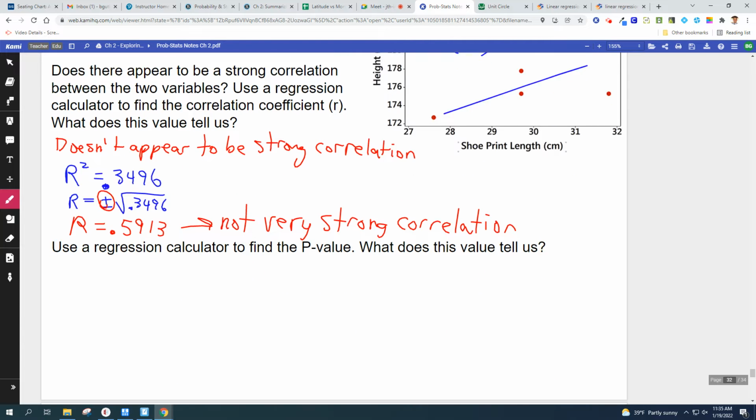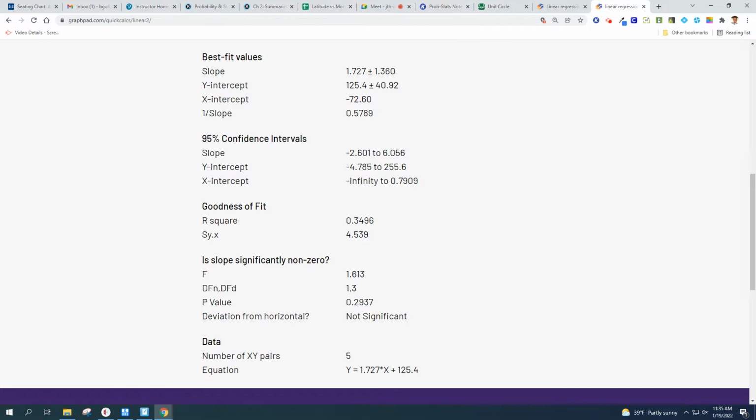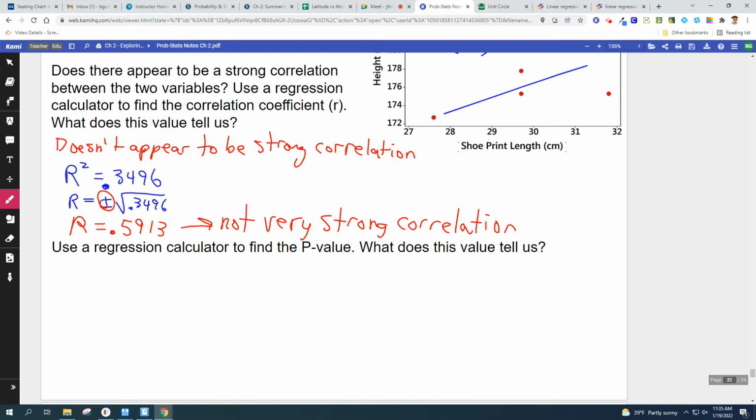Use a regression calculator to find the p-value. What does this value tell us? All right, well, we've got these numbers over here. And did they give us the p-value? Yeah, right here. P-value, 0.2937. So we can see p equals 0.2937.